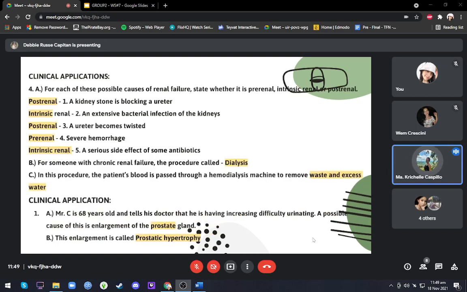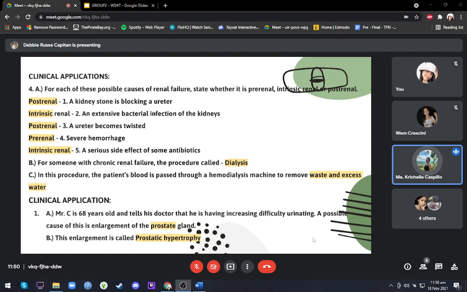Next. 4. For each of these possible causes of renal failure, state whether it is prerenal, intrinsic renal, or postrenal. A kidney stone is blocking our ureter. It is postrenal. An extensive bacterial infection of the kidneys is intrinsic renal. Our ureter becomes twisted is postrenal. Severe hemorrhage is prerenal. A serious side effect of some antibiotics is intrinsic renal.